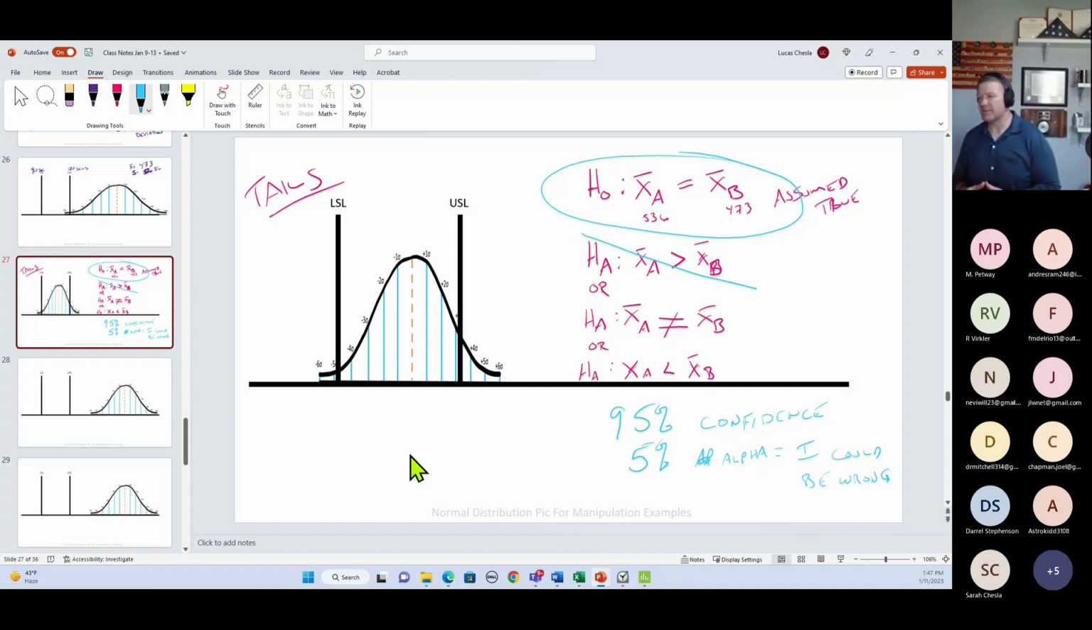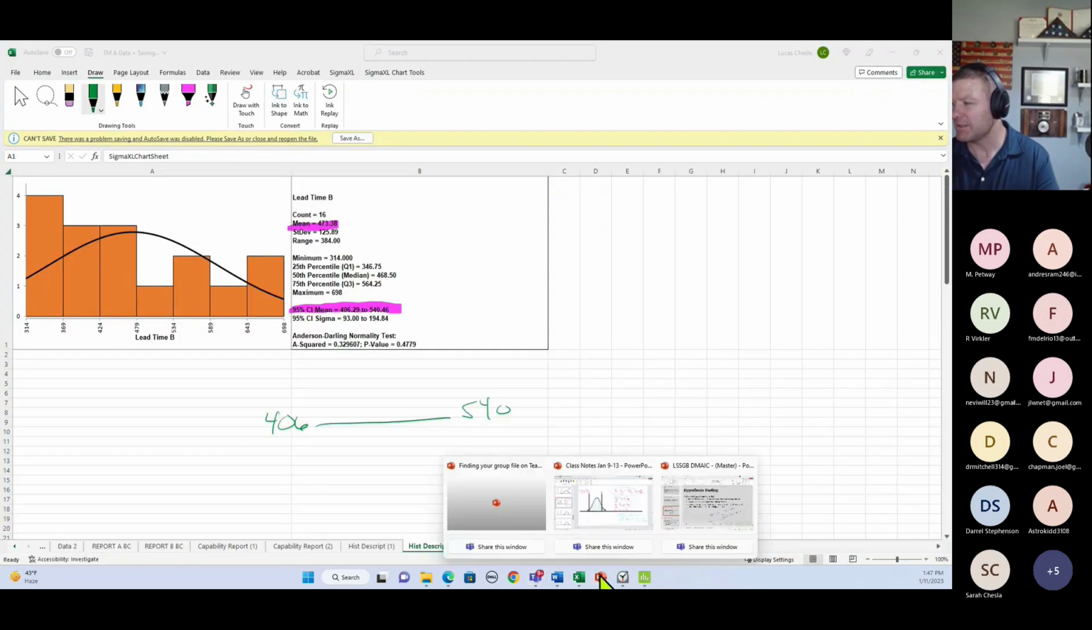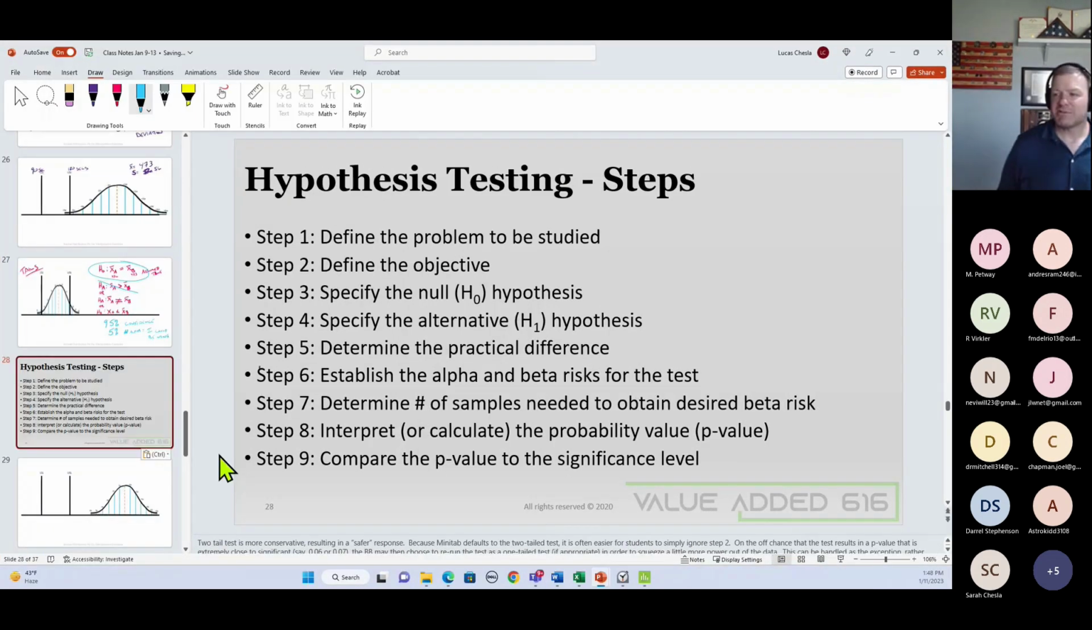Now let's put this together here because it's still a little fuzzy. Even for me, it's a little fuzzy. So let's take a look at an example. We're going to actually use a non-statistical example here. Well, after we do our steps. So we have 10 steps that we have here. So the steps that we use for these 9 steps for hypothesis testing are as follows here.